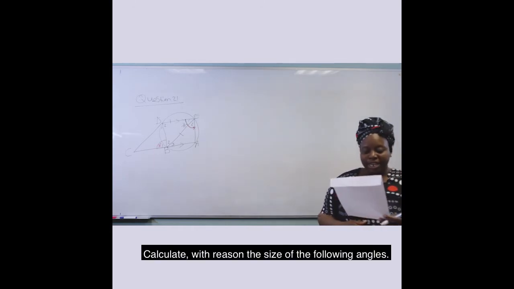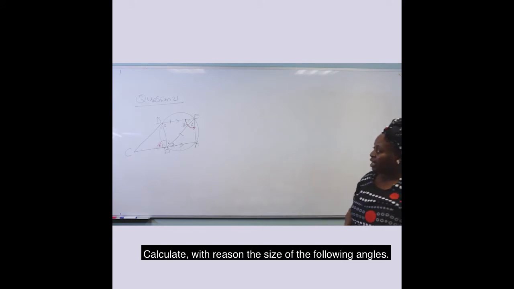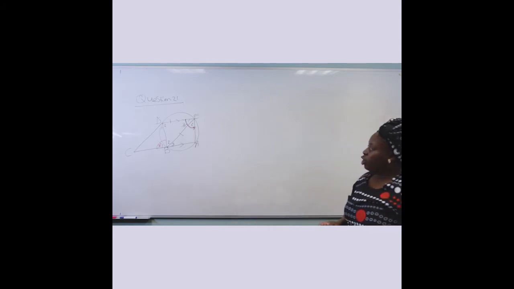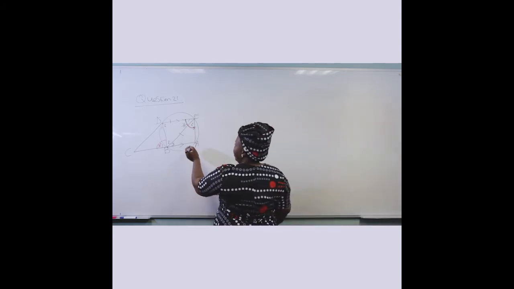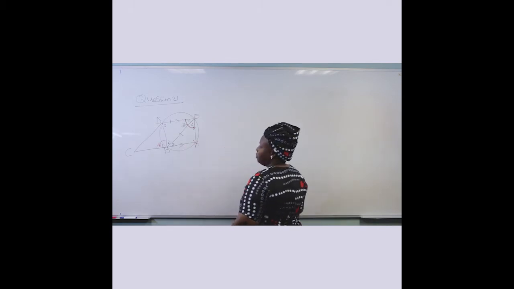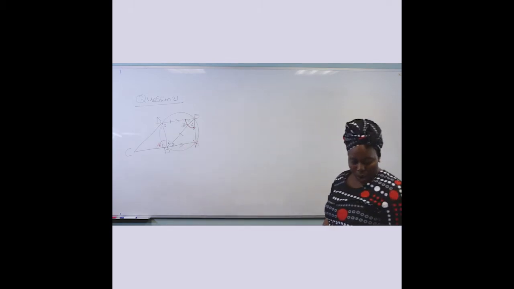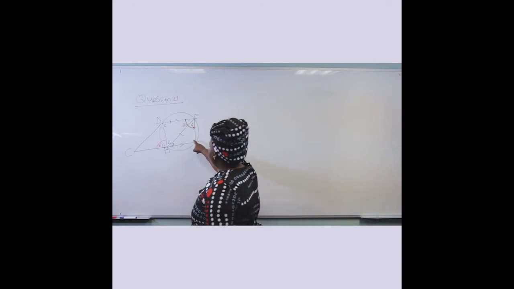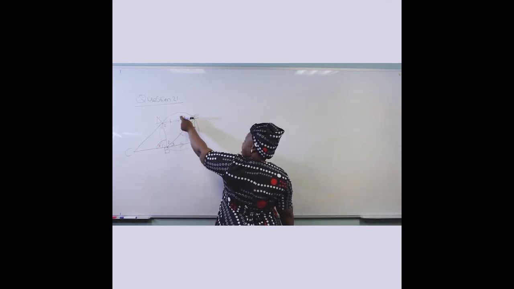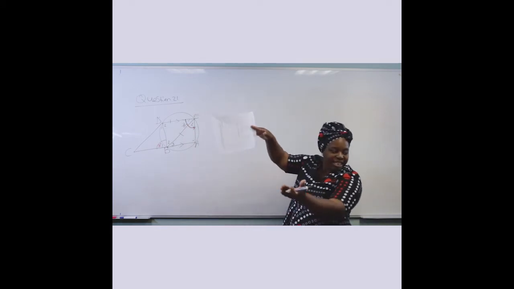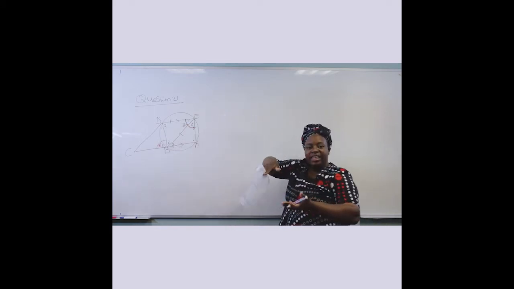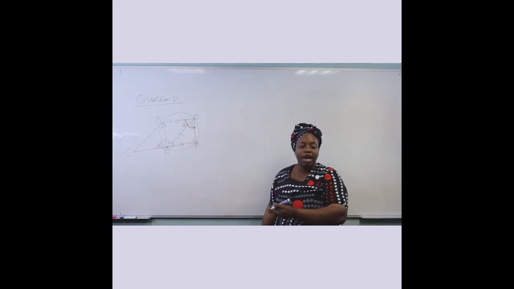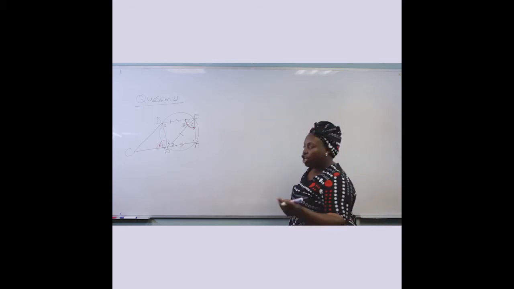Calculate with reason the size of the following angle. Now, one angle that we need to find is angle A. If we look at our angle A, it's that angle there by the corner. And we need to find what is equal to that angle, because we have to do it with reason. So let's see. If we look at angle E and angle A, they are both inside parallel lines. And if they are inside parallel lines, it means that we have co-interior angles that are supplementary. They are not equal, folks. They are supplementary. So let's write it like that.